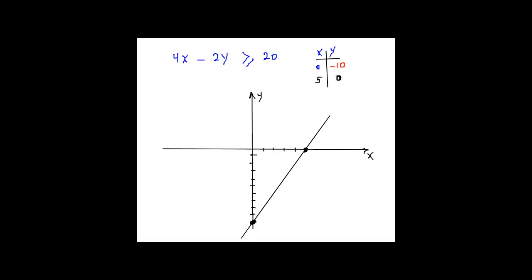Again, I'm making this a solid line because I included equal to. So which side would be the solution, above or below this line? We need to pick a test point, right? The best test point would be 0, 0. If I substitute 0 for each x and 0 for each y, I get 4 times 0 is 0, minus 0, which is 0, is greater or equal to 20. Does that make sense?